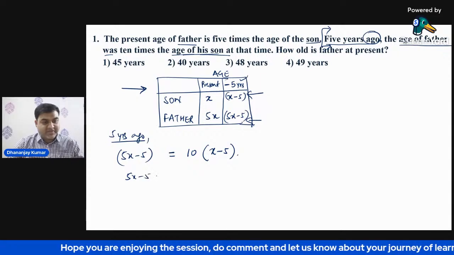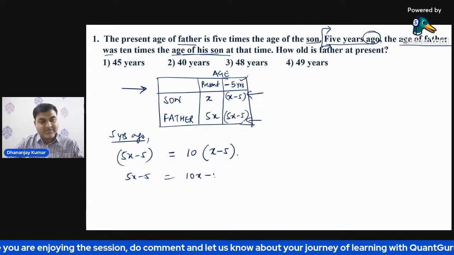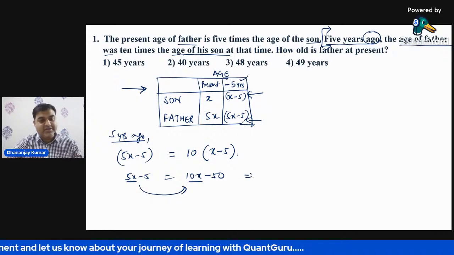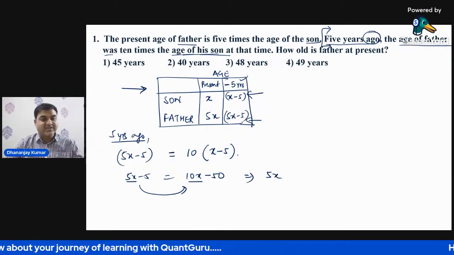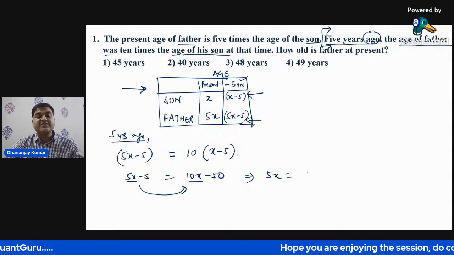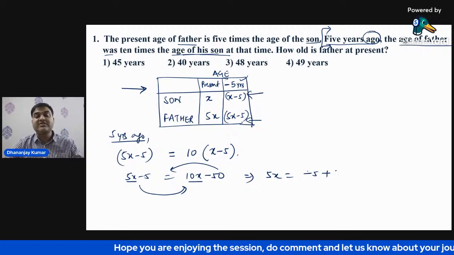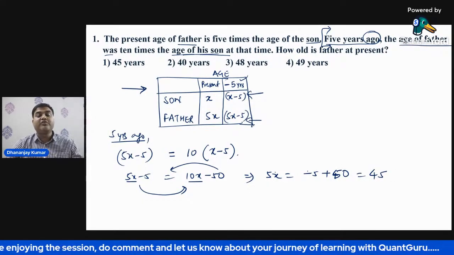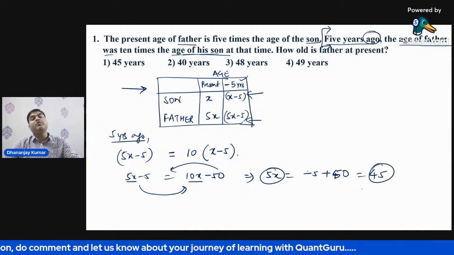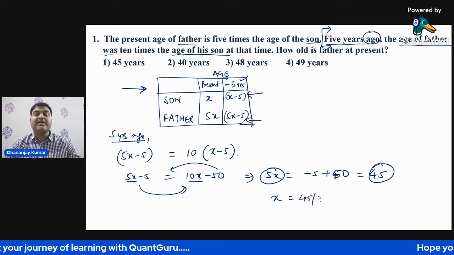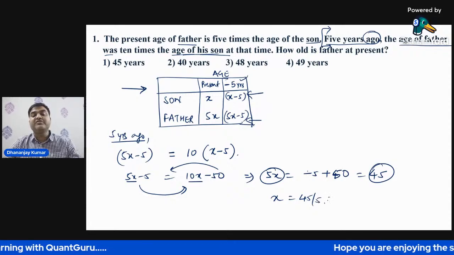So 5x minus 5 is equal to 10x minus 50. x on one side, so 5x I'm taking this side, that means 10x minus 5x comes, so 5x is equal to minus 5, this 50 goes that side, so becomes plus 50, that is nothing but 45. So 5x is equal to 45. Now you people will immediately write x is equal to 45 by 5, which is equal to 9.